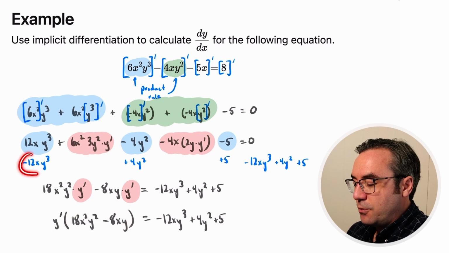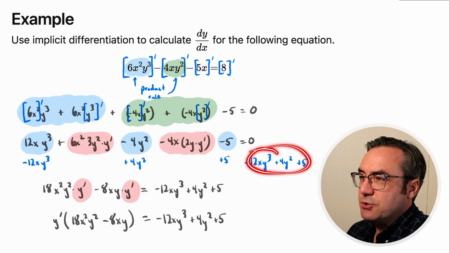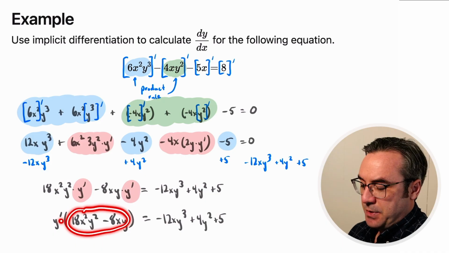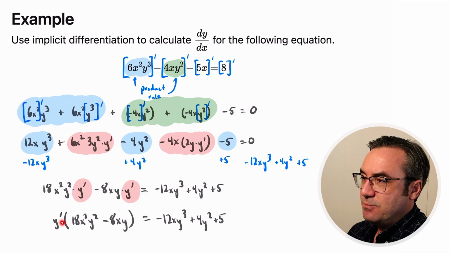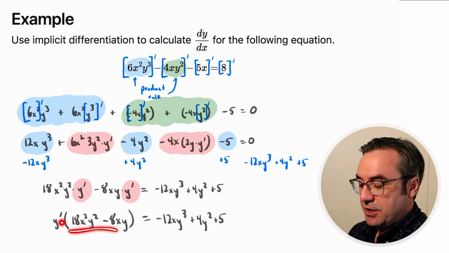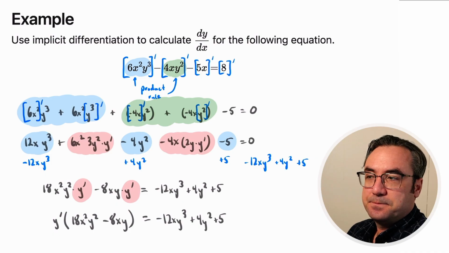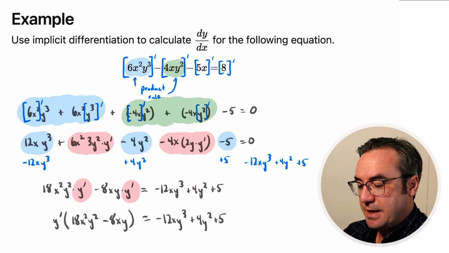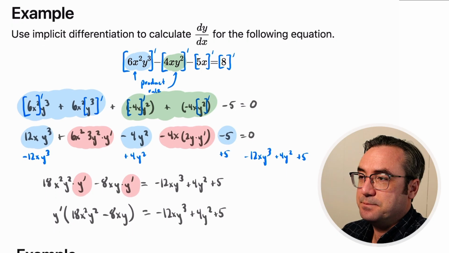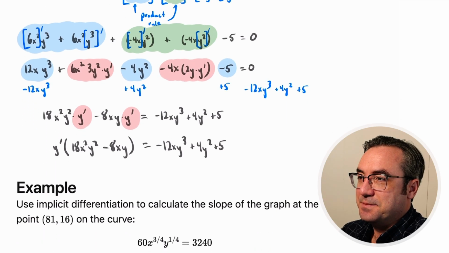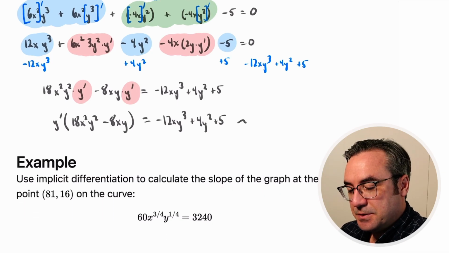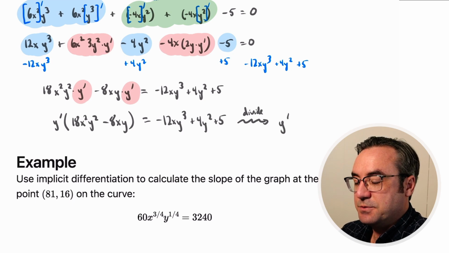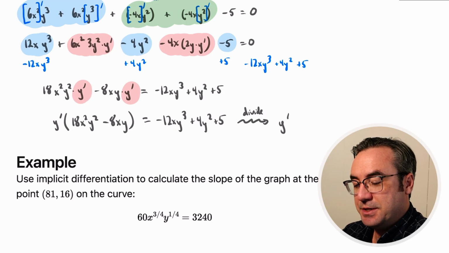Now, whereas before, the way we moved stuff around was with addition or subtraction, now this is being multiplied. This is multiplying y prime. So the way you undo that multiplication is with division. So we're going to divide by all this stuff. And when we do that, let's see what we get. And that'll just give us y prime. That'll leave us with just y prime on the one side of our equation.